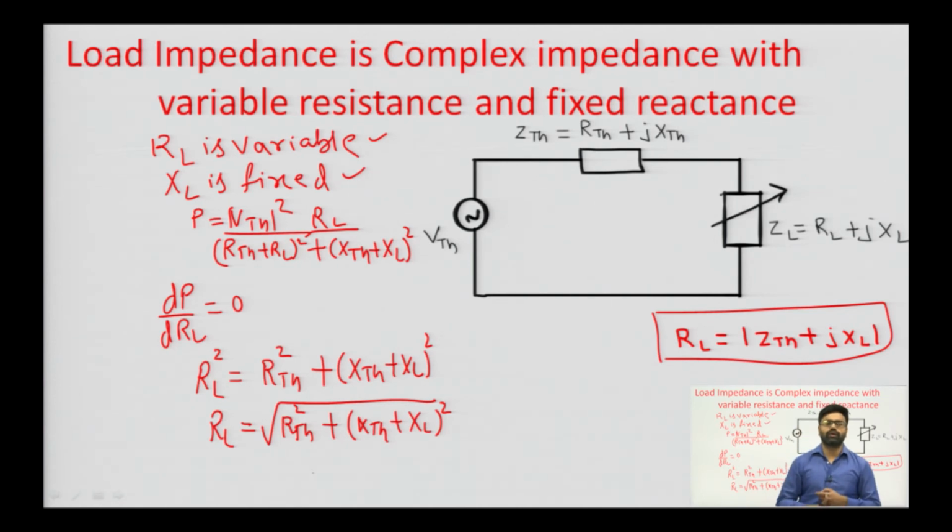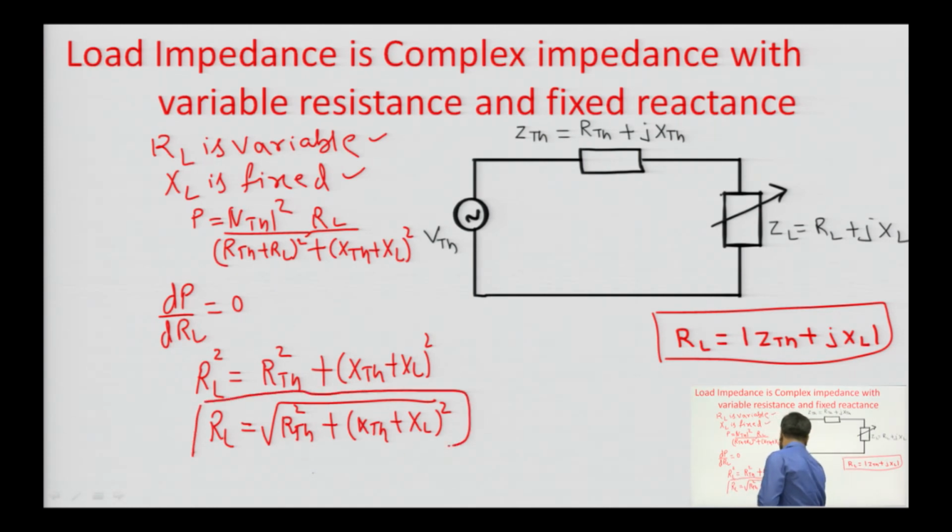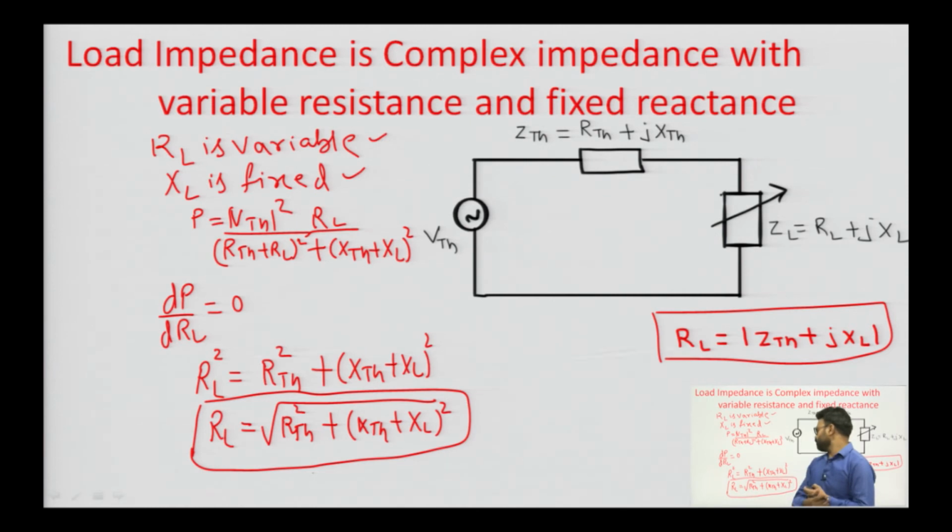So, R L will be equal to the magnitude of Z T H plus J X L, where Z T H is R T H plus J into X T H. When we find its magnitude, R L must be equal to the square root of R T H square plus the whole square of X T H plus X L. So, this is what we have in case R L is variable, but X L is constant.